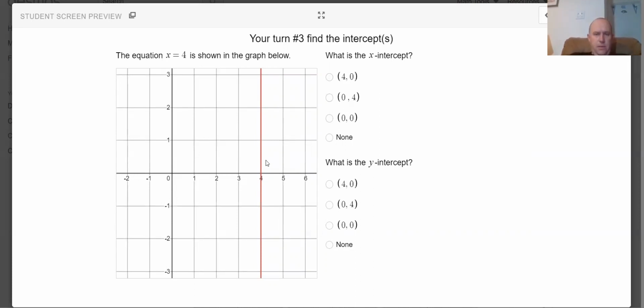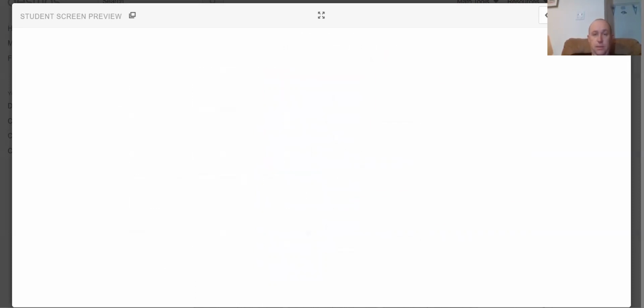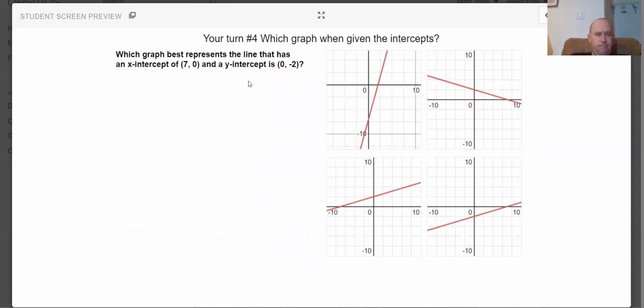So what is the x-intercept here? Well, it goes through 4. So I just need to make sure the x value is 4 and then 0. So I've got to avoid this answer. 0, 4 is actually not even on the screen here. What is the y-intercept? Well, here is the y-axis, and this does not cross through the y-axis. So no answer for that one.